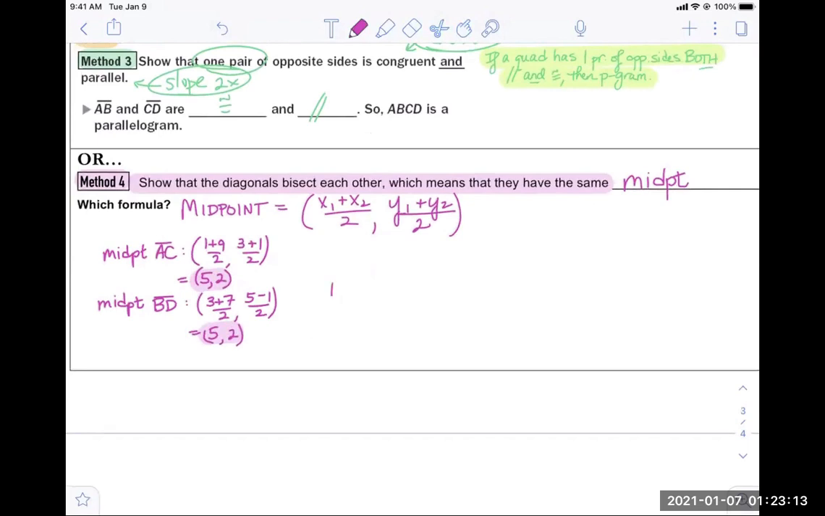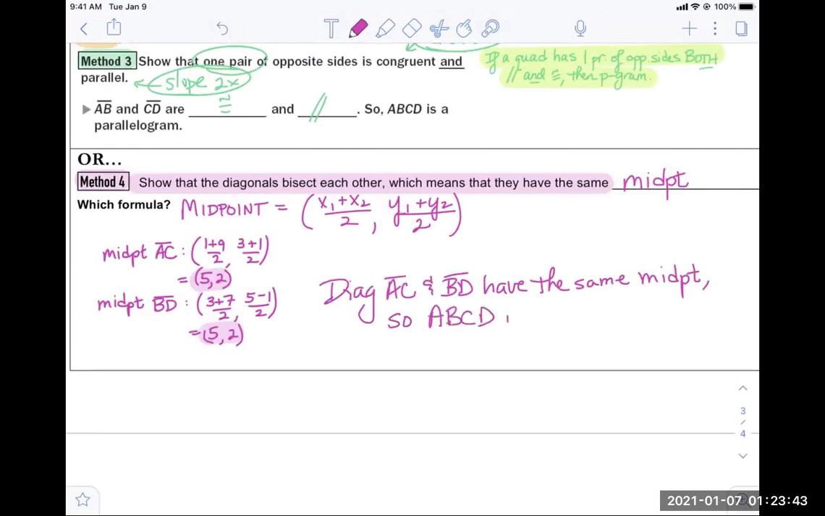Okay. Diagonals AC and BD share a midpoint, or here, I'll say it this way, have the same midpoint. So ABCD is a parallelogram.